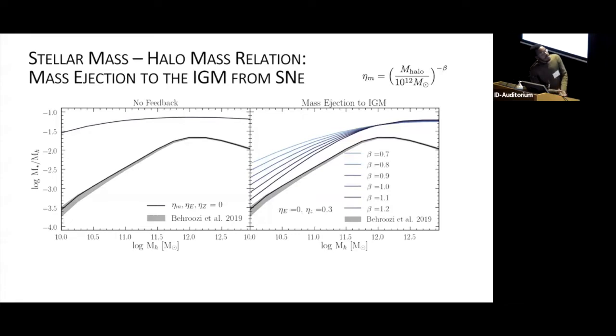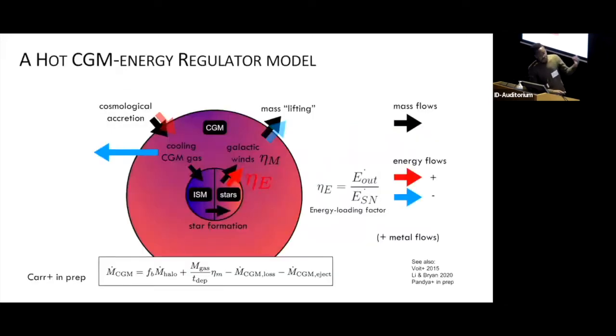However, to get this agreement requires mass loading factors that can be quite large, and it's unclear whether these mass loadings are realistic or plausible. So that's where we enter with our own adjustment to these gas regulator models, where we are mostly concerned with the energy regulation of the CGM. In these models, not only are we tracking the mass flows, but also the energy flows in and out of the CGM.